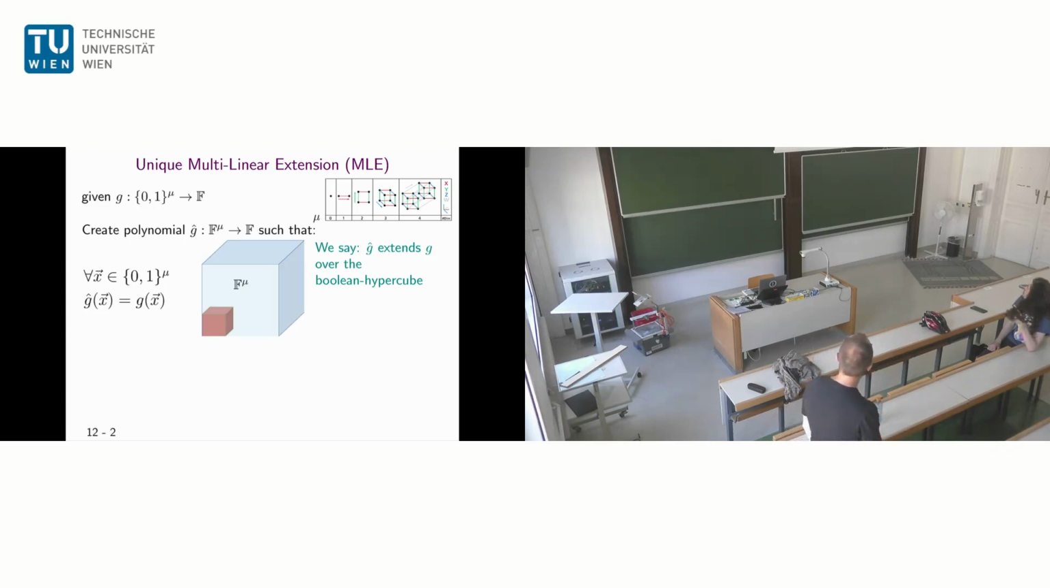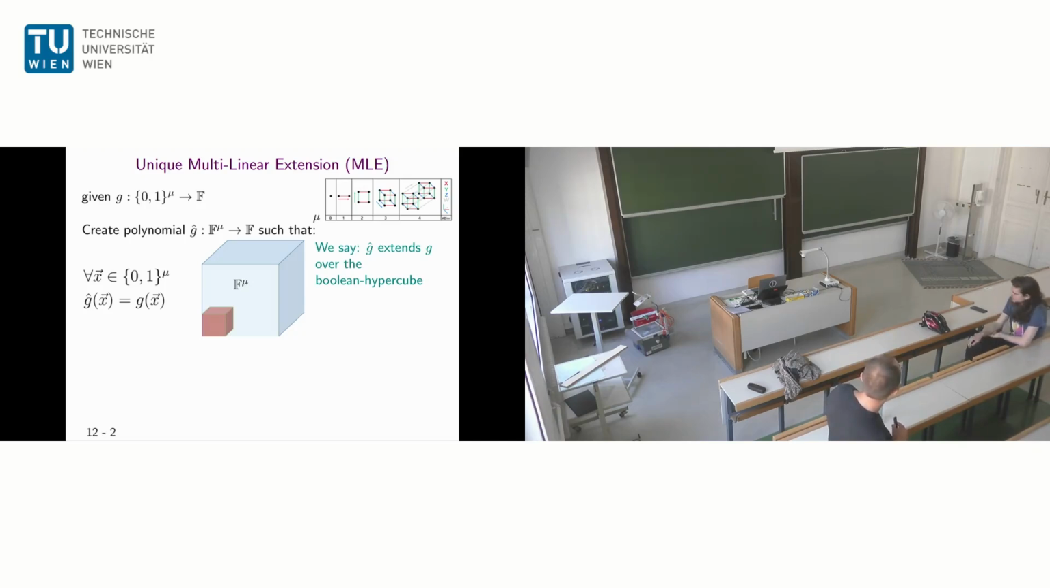Now it works like the following. Assume you have some evaluation table, mapping mu-bit strings to some field elements. You want to create a polynomial, a mu-variate polynomial with a bunch of coefficients, which agrees on the Boolean hypercube with the evaluation table. This red cube is my attempt to illustrate the cube in which we store the original data.